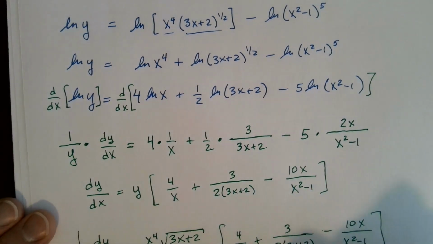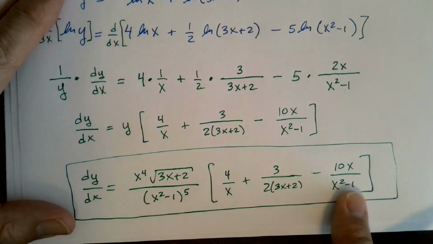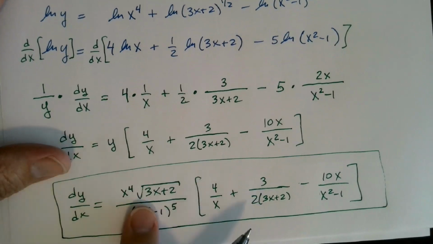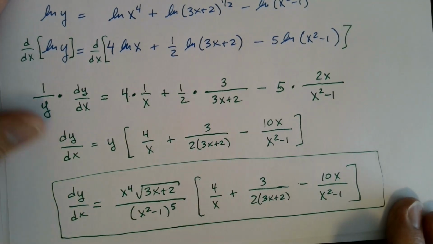So that's a lot of work, you might think. Oops, sorry. That's a lot of work there, right? So again, y, the original function, x to the 4th square root of 3x plus 2 divided by x squared minus 1 to the 5th. I just rewrote that for y, and then times all this stuff, rewrote that. So you say, wow, that's a lot of stuff.